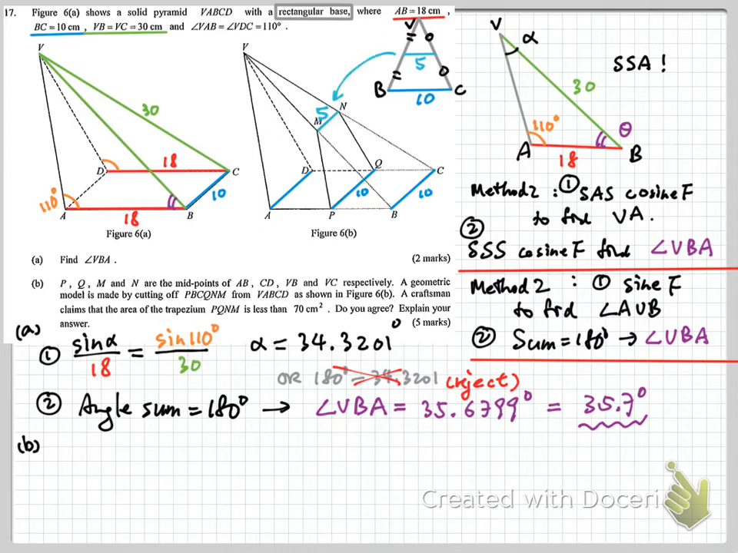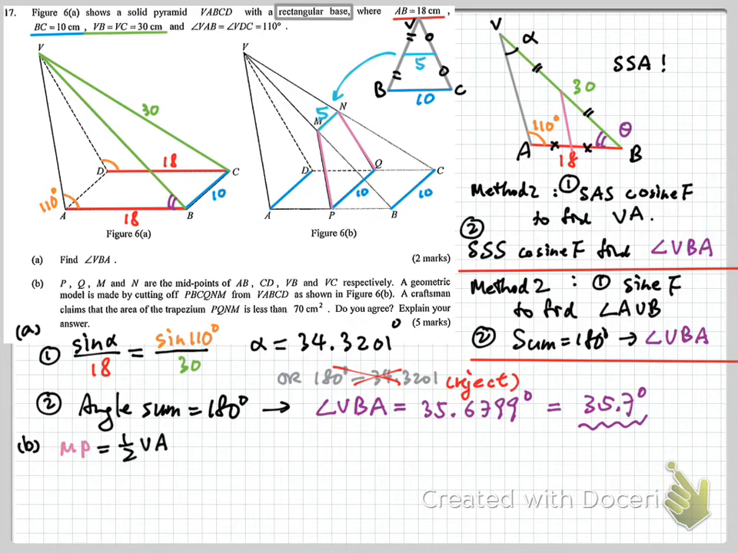Then we need to find the line MP. Let me use pink to indicate MP. If you look at the diagram here, MP will be just this line. MP will be half of VA, because once again, this is the midpoint in VB and AB. So we have the pink line MP is half of VA.